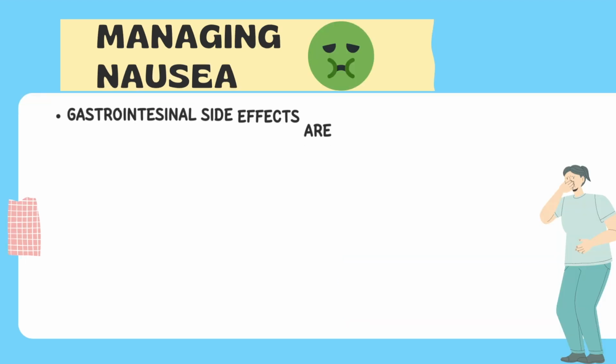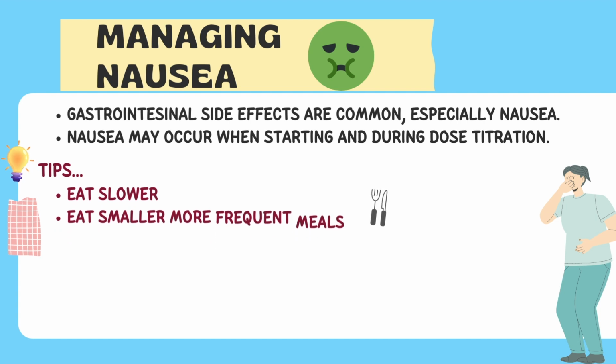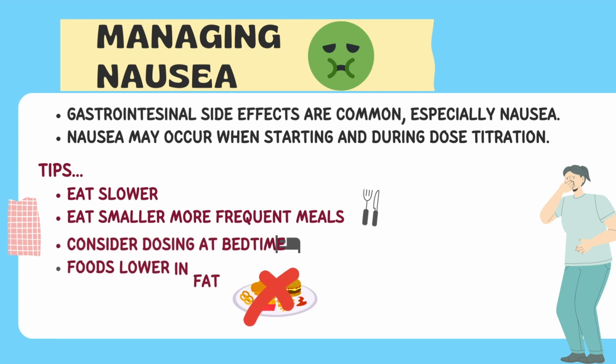Alright, so this moves us on to the next slide of how do we manage the nausea, because it's one of the most common side effects of the medication. The nausea may occur when starting the medication. It may also occur during dose titration. So here are some tips. So first one is to eat slowly. Eat smaller, more frequent meals. If you're eating too large of a meal, there's more food in the stomach, this might trigger nausea as well. And consider dosing at bedtime.